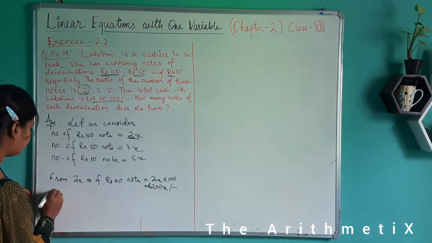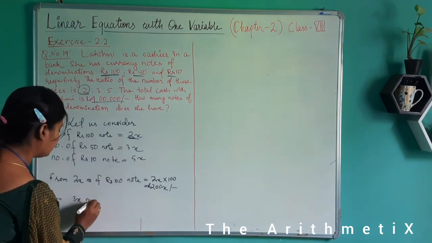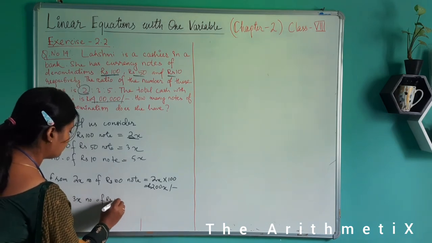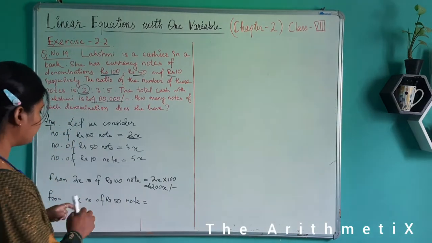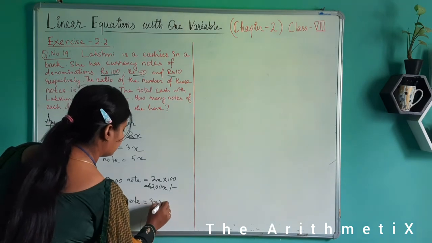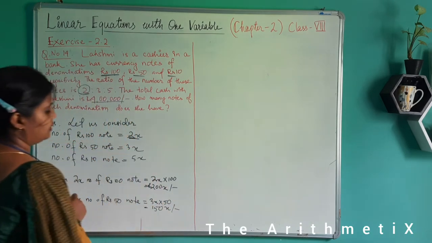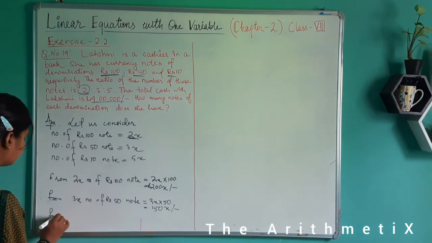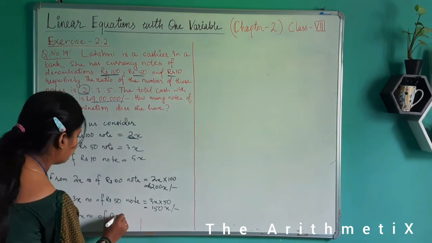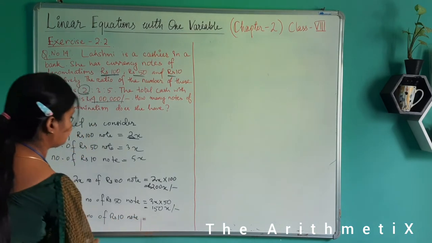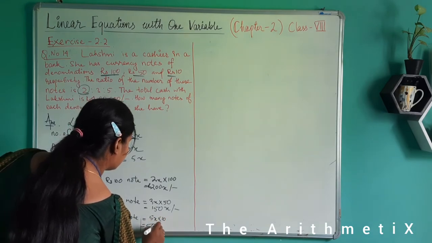Similarly, if I take 3x number of 50 rupees note, what amount shall we get? That will be 3x into 50, that is 150x rupees. Similarly, from 5x number of 10 rupees note, we will get 5x into 10, that is equal to 50x rupees.